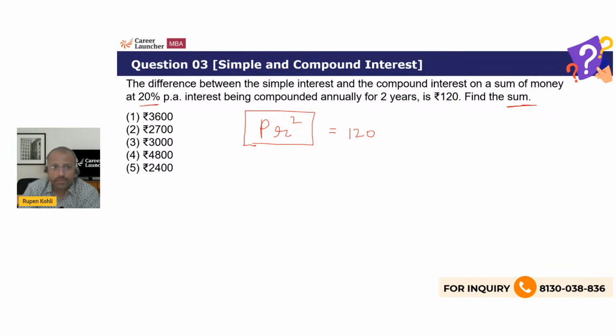R is 20%, so in fraction that would be 1/5. Therefore P into r, which is 1 by 5, the whole square, is 120. 1 by 5 whole square is 1 by 25, and 25 goes there. So P comes to be 120 times 25, which is 3,000 bucks. Done.